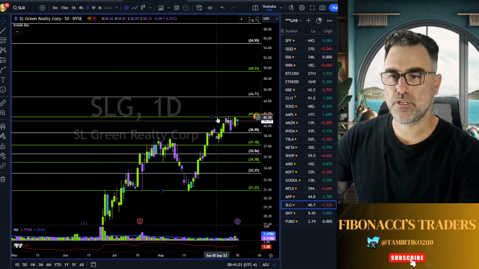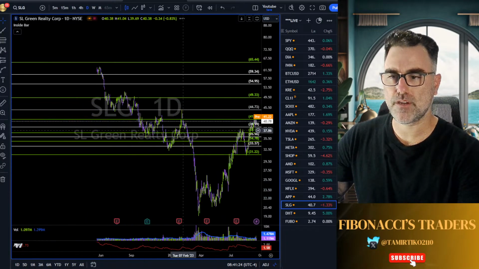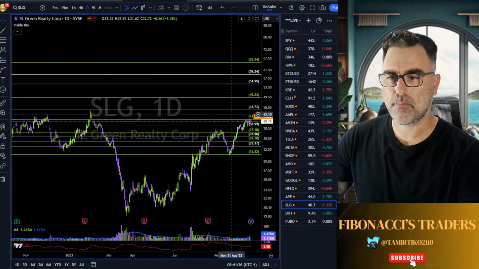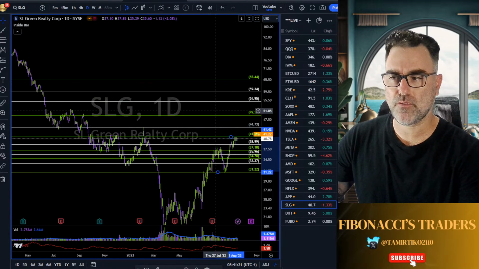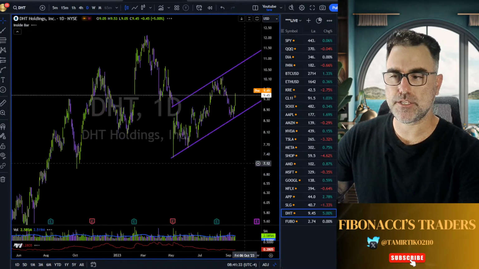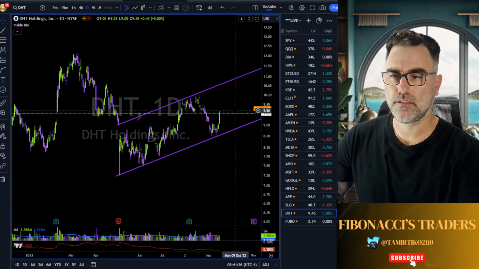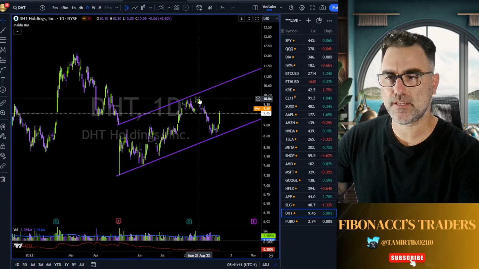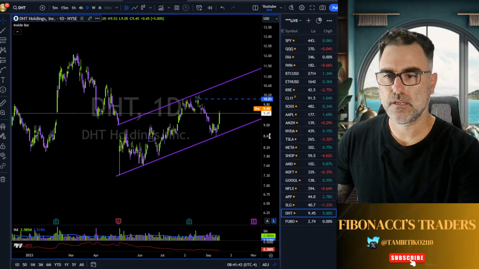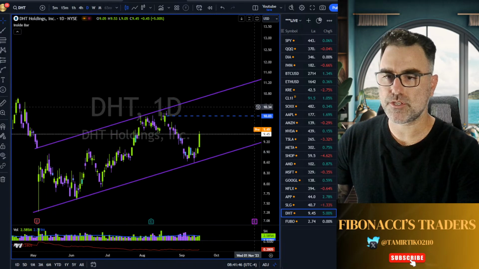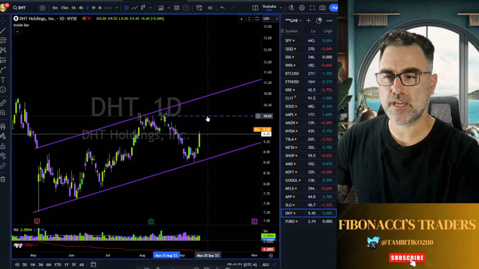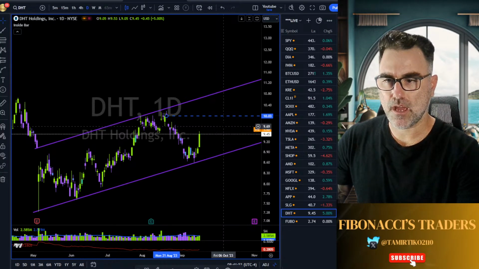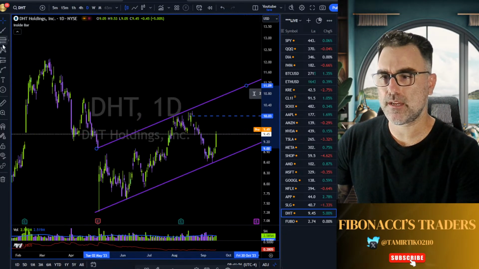SLG, long continuation, as you can see, very nice downtrend, bounce. Now let's see continuation above the 41 towards 44 and then 50. DHT, uptrend. I want to see continuation above yesterday's high towards this gap over here at the 10 area. As you can see, you can take notes, screenshots, and then I want to see this gap getting filled, some kind of a retracement, and then towards this purple trend line to the upside.